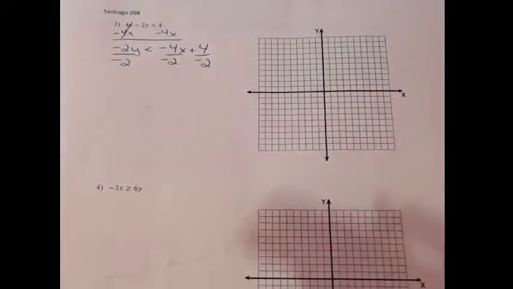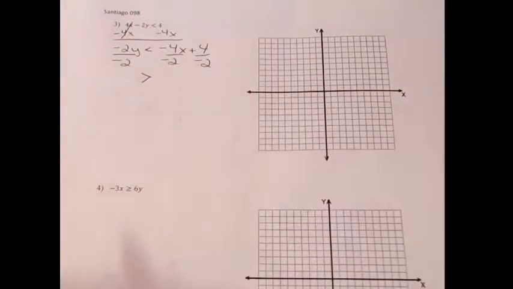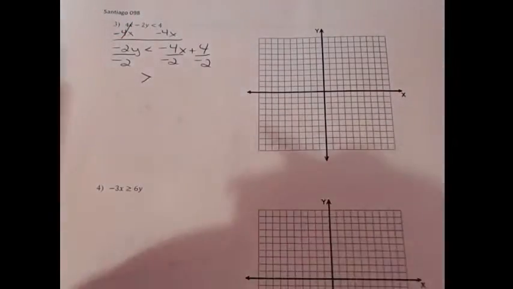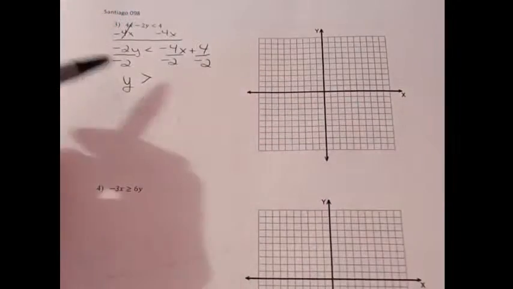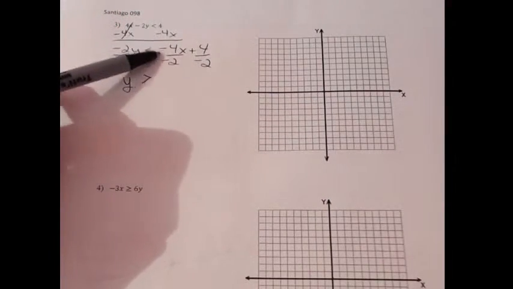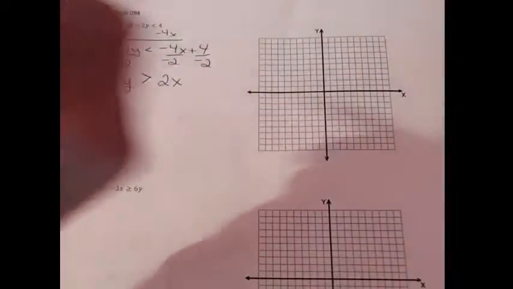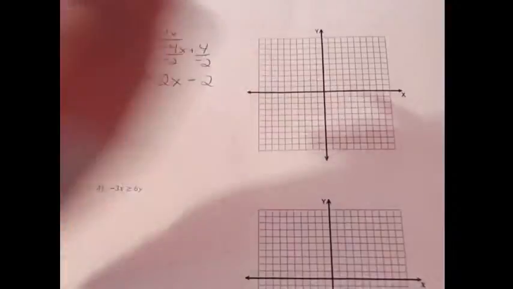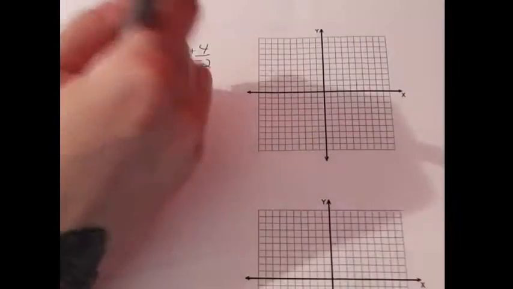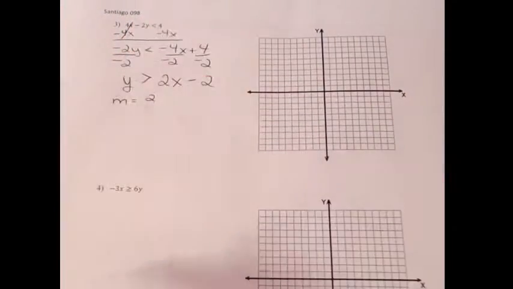And because I am doing this, I have to flip the direction of the inequality symbol. So that leaves me with y is greater than, and then negatives cancel, leaving you with a positive, so 2x. And then a positive divided by a negative is a negative, so 2x minus 2. Notice my slope here is a positive 2.